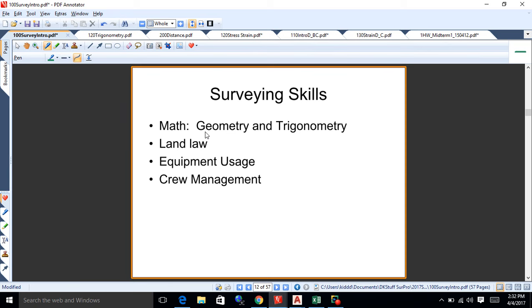Someone who's skilled at surveying has to know their math, certainly their geometry and trig. That's important. But they also have to know land law, because it's difficult to recreate boundaries of property. It's not just a geometry problem, it's also a legal problem, because sometimes boundaries conflict and you have to be able to make a good judgment on where the boundary was originally set. You've got to figure out how to use equipment, often high-tech equipment, and you have to manage people. So those are the things that a surveyor can do well to succeed, okay?